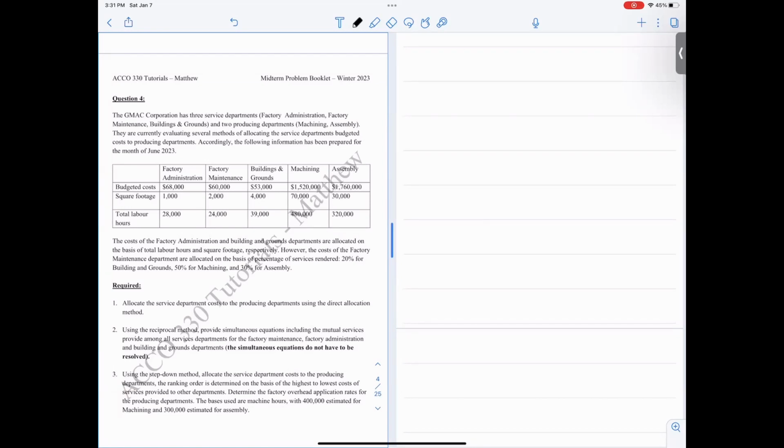Hey everyone, let's get into this tough Chapter 15 question on period cost allocation. So let's read it and really get after this. The GMAT Corporation has 3 service departments: factory administration, factory maintenance, and buildings and grounds. Guys, that's what I want you to highlight. Those are your support departments.